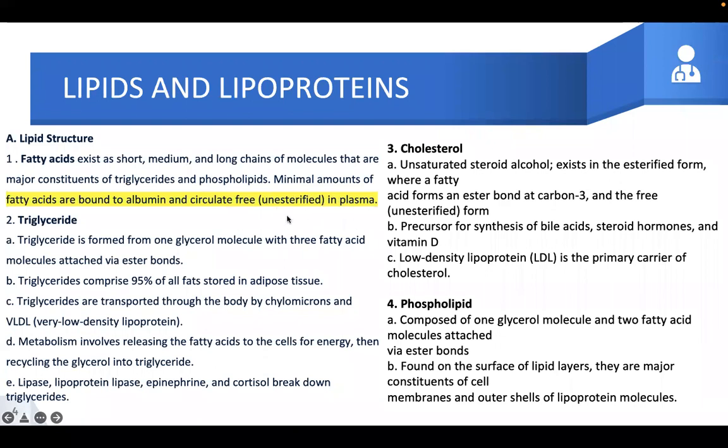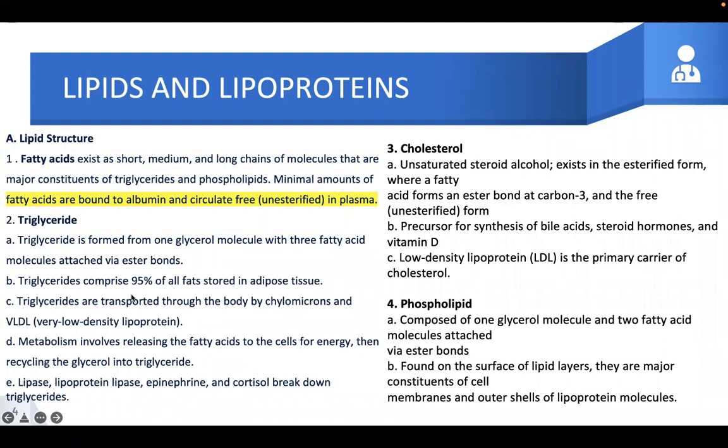So next, yung triglyceride naman natin, it is the major storage of your fats. Triglyceride is formed from one glycerol molecule with 3 fatty acids. Again, ano yung chemical structure ng inyong triglyceride? It has one glycerol molecule and meron siyang 3 fatty acid molecules attached via ester bonds. Okay? Number 2, triglycerides comprise 95% of all fats stored in your adipose tissue.